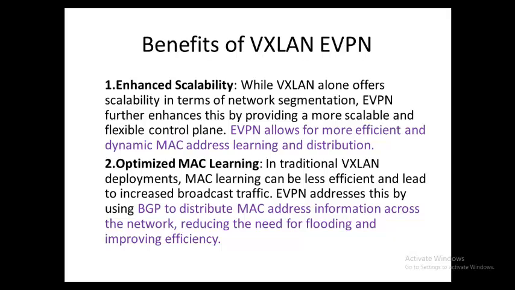Optimized MAC learning. In traditional VXLAN deployment, MAC learning can be less efficient and lead to increase of broadcast traffic. Because there is no controller, there is no control plane, it needs to flood it. If no EVPN, always need to flood. Whenever a new MAC address is learned, that information is flooded so that other VTAPs can learn. But after the EVPN, it is BGP that is going to distribute the MAC address information across the network, reducing the flooding, and as a result, it improves the efficiency.